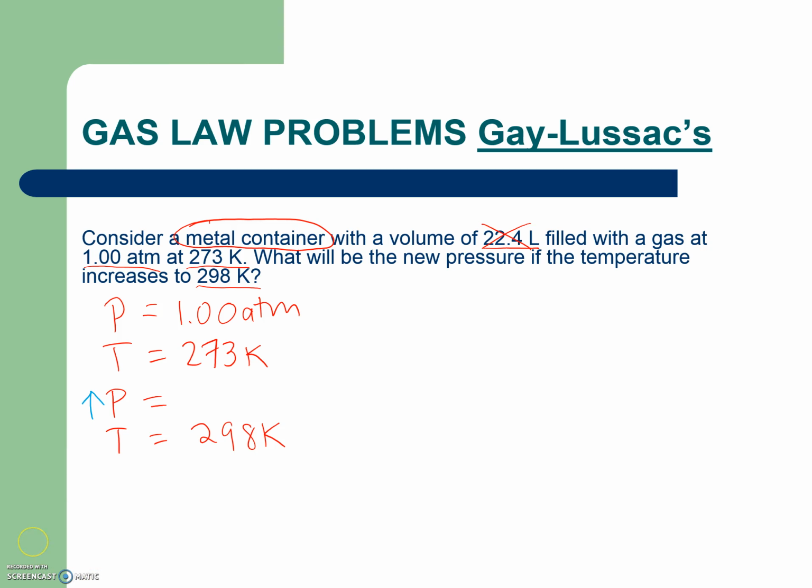Then I'm going to go ahead and do the problem, 1.00 atm. I want my pressure to go up, so I'm going to put 298 on the top. I'm going to put 273 on the bottom. And I'll go ahead and multiply 1 times 298 and then divide it by 273. And I end up with 1.09 atm, which indeed is bigger than the 1 atm.